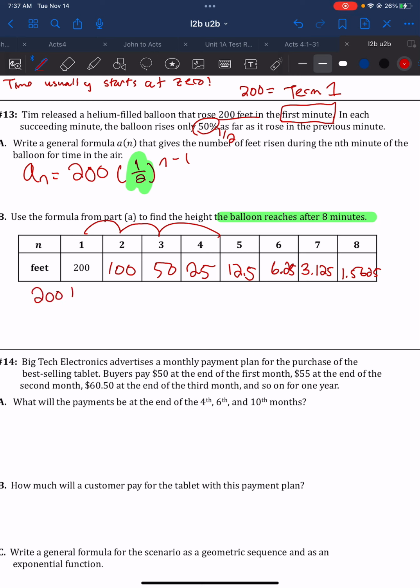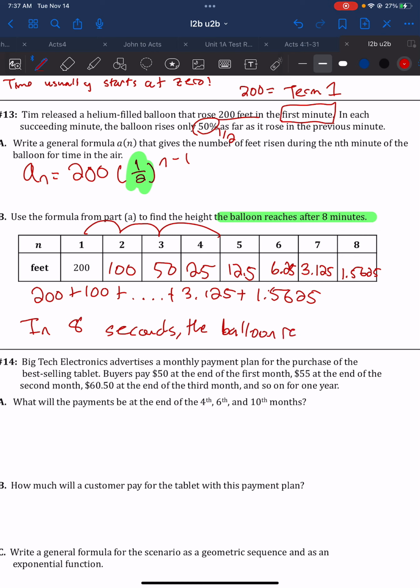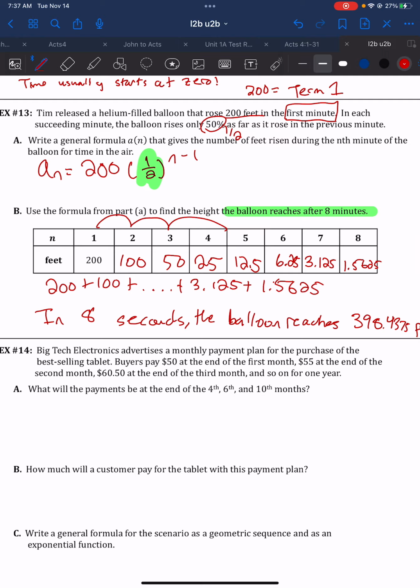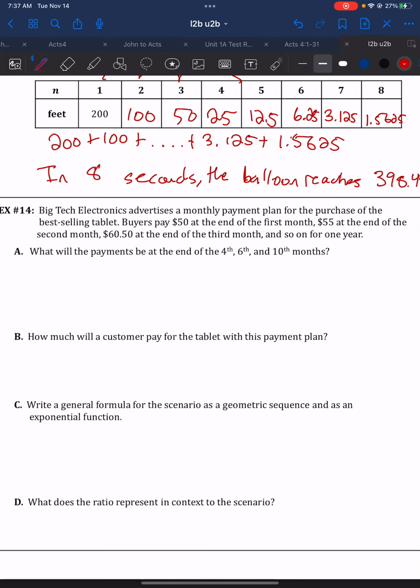So I do 200 plus 100 plus all the way down to the last one, 31.25 plus 1.5625. Add those up together, and you would find that in 8 minutes, the balloon reaches 398.4375 feet.